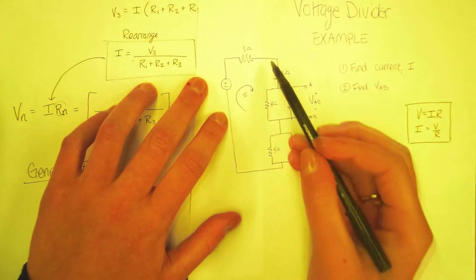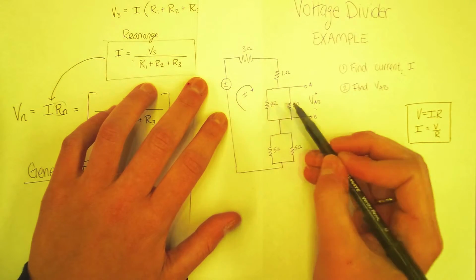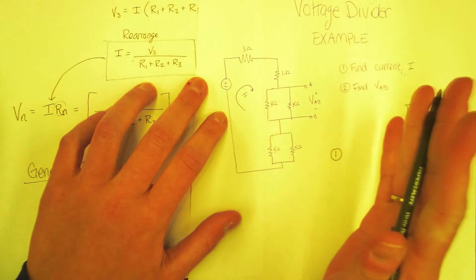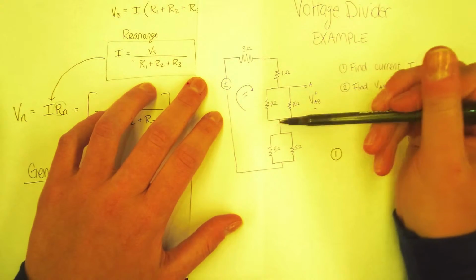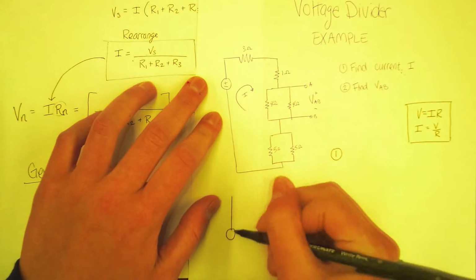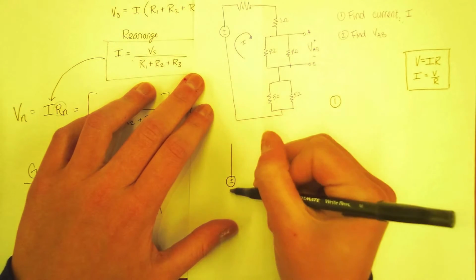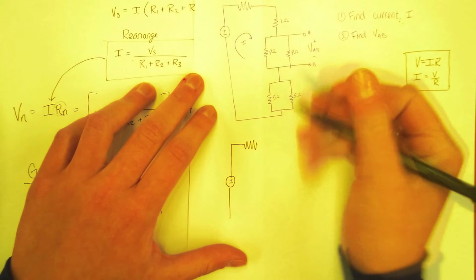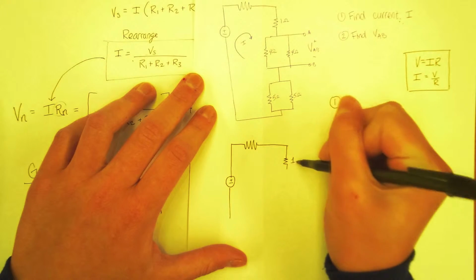First thing we need to do, though, is get these things so that they're not in parallel. Again, voltage division is only for resistors in series. So we need to redraw the circuit according to how we like it. So I'm going to redraw this. We can leave the 3 ohm there. We can leave this 1 ohm here.